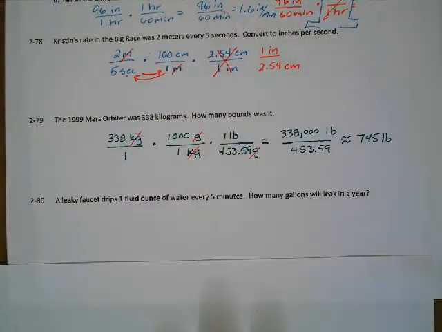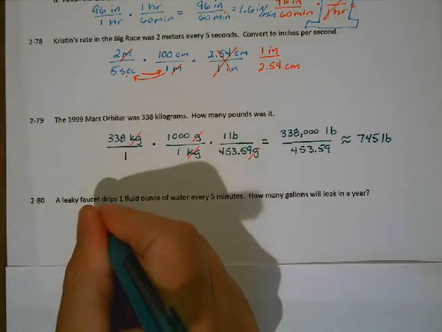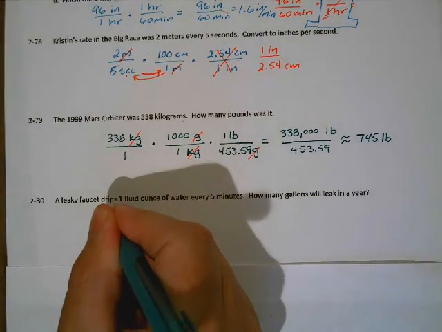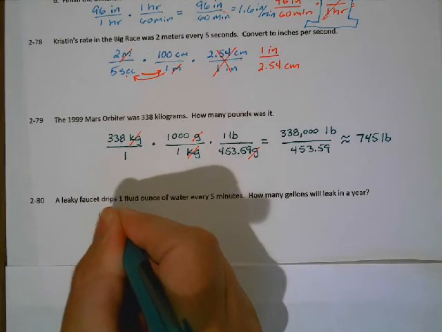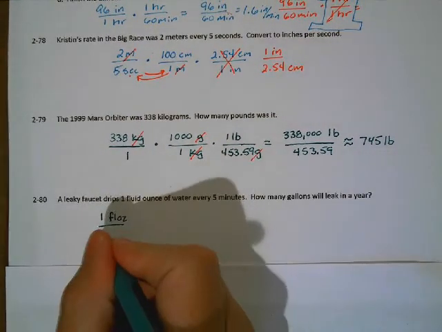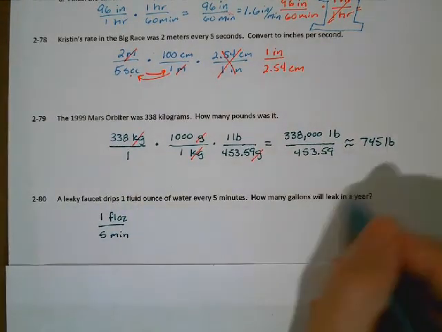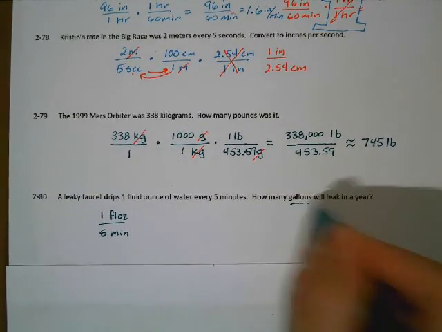Okay, there's a leaky faucet. It's dripping 1 fluid ounce of water every 5 minutes. How many gallons will it leak in a year? Okay, so you are starting with 1 fluid ounce every 5 minutes. You want to end with gallons per year.